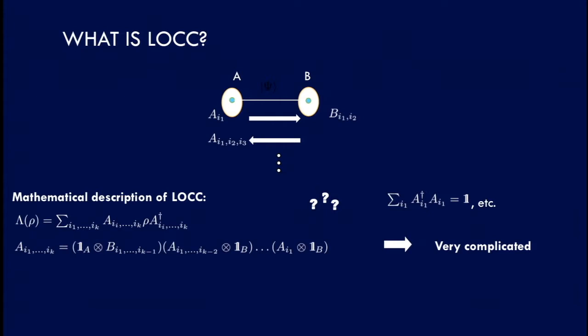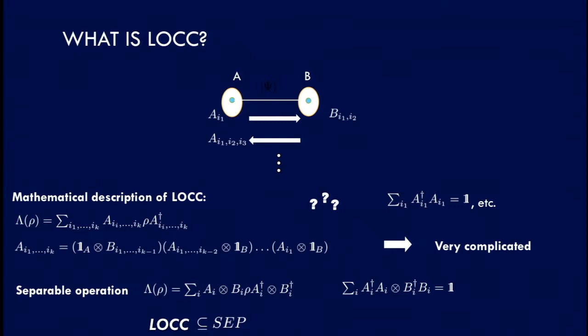Okay, so one can see that LOCC in general is very, very difficult to analyze. The good thing is that it is a subset of a set of operators which are called the separable operators that are much easier to describe because these are simply operators that can be written like that. So our Kraus operators are local, but they don't obey any additional constraint apart from the fact that the whole map has to be trace preserving. So you have the completeness relation here, but otherwise you don't have any additional constraint on these A's in contrast to LOCC. Okay?